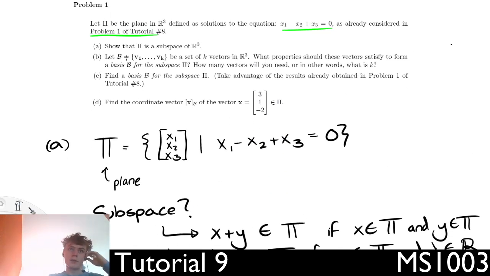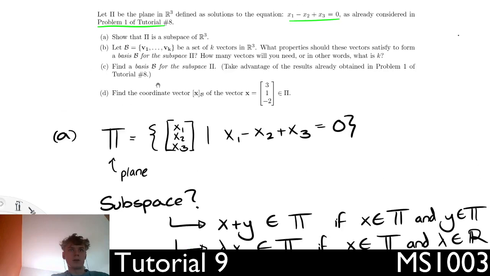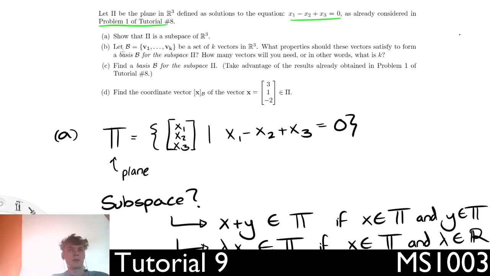Now, part B is not too bad, but I would recommend that you think about it a little bit. So, what property do you need to have a basis for a subspace?